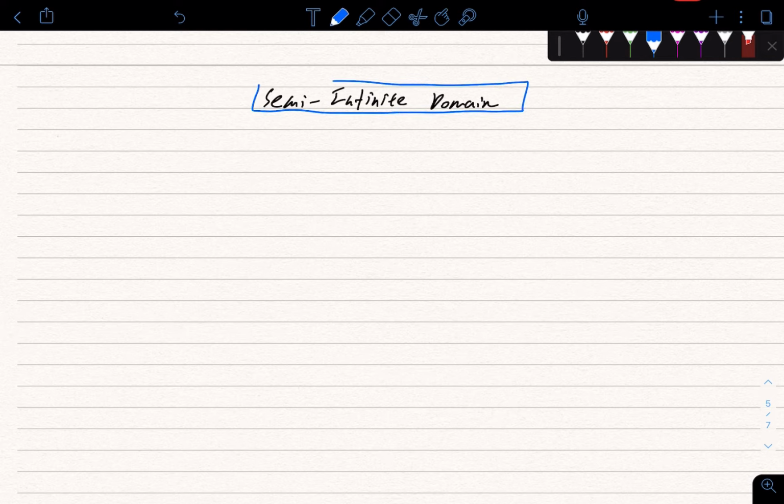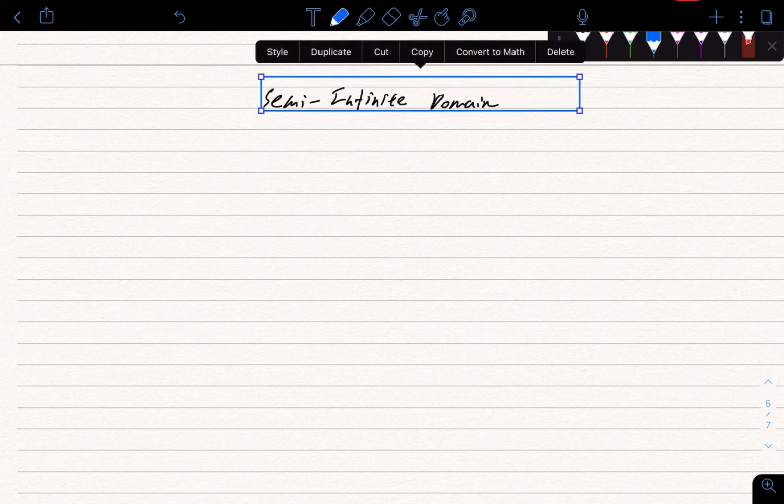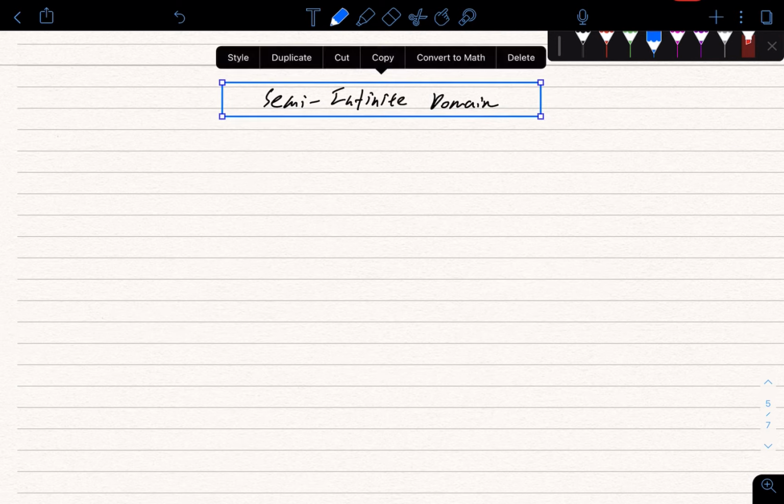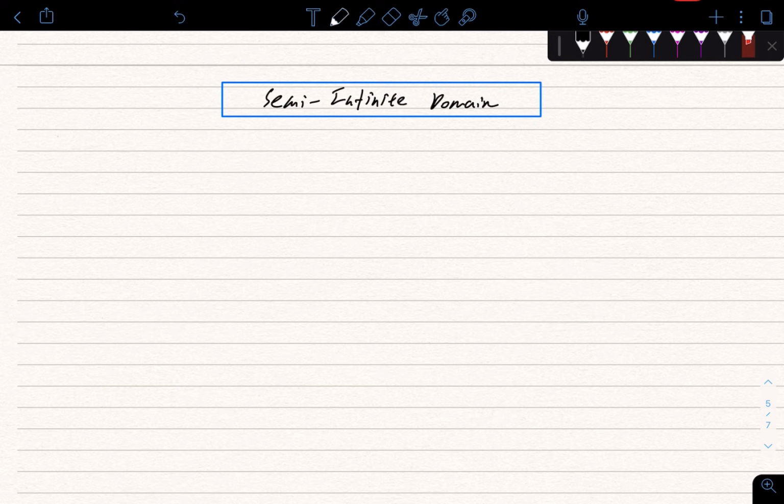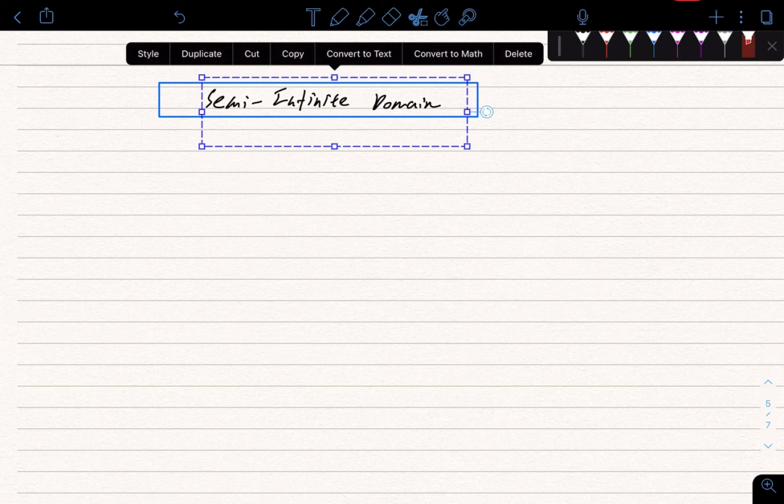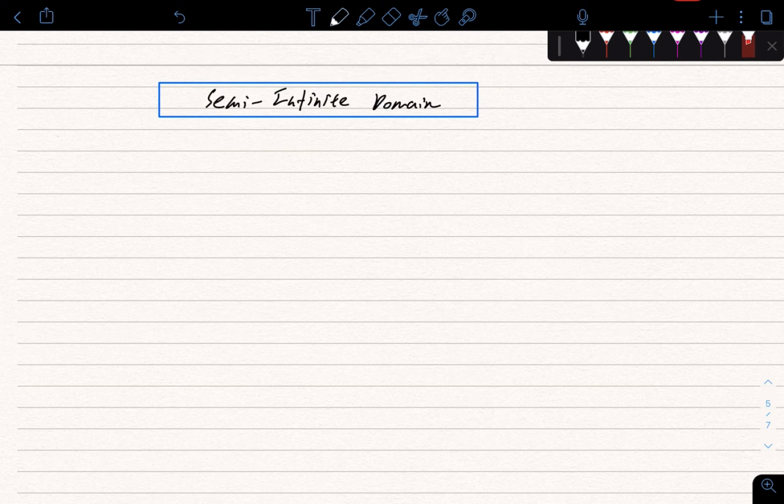Semi-infinite domain, as I would think of it, is sort of a variation of the heat equation. It's kind of close, but not quite. But the basic concept is that instead of analyzing the temperature on a 1D rod, now we're analyzing the temperature on a 2D plane.